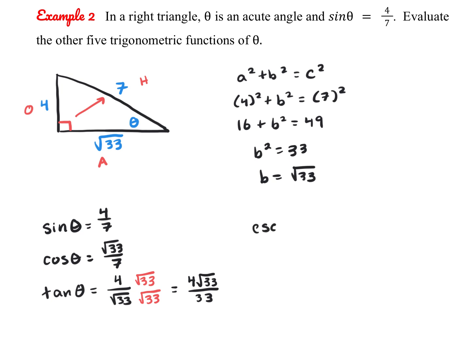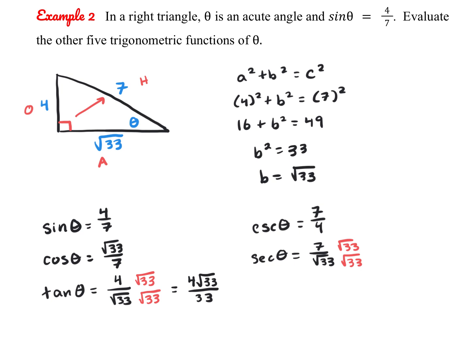I'm going to put cosecant right next to sine, and I am just going to flip my answer here. So 4 over 7 becomes 7 over 4. For secant, I'm going to flip the ratio from cosine. So 7 over root 33, and here I do need to rationalize.